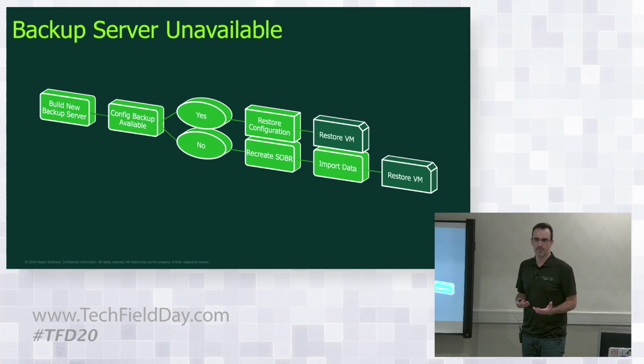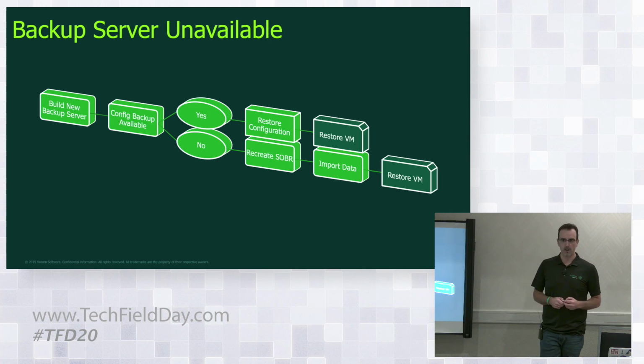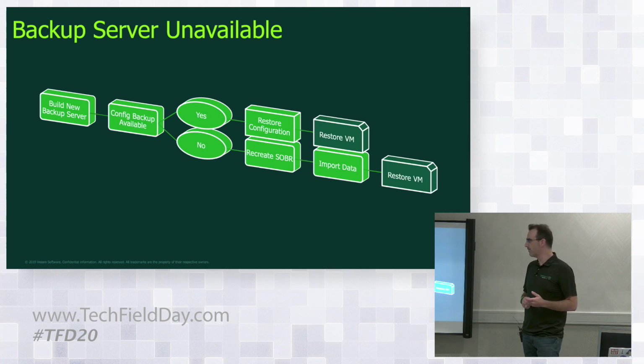So what happens when you lose a backup server? What you'll do is effectively stand up a new backup server. If you've got the config available, like we talked about, you'll import the config, restore the configuration and start your recovery. If you don't have the config, what you'll do with the new backup server is recreate the SOBR. You'll recreate it with the object storage repository with the same username and password pointing to the same bucket. That will then detect that we've got previous blocks on that capacity tier, and you've got the option now to import the data.